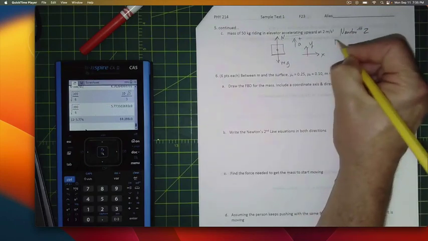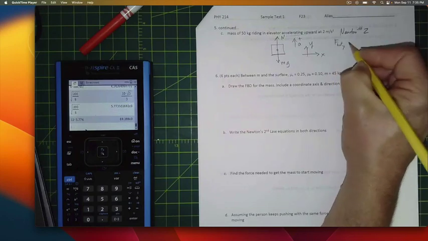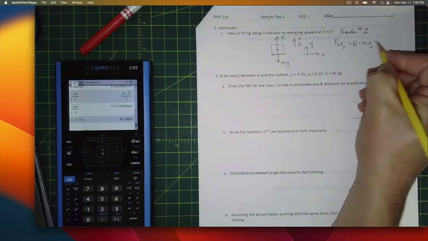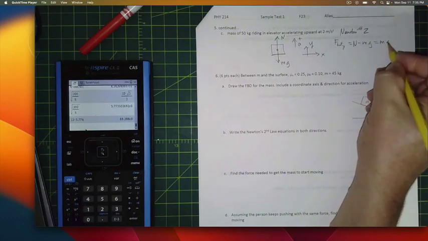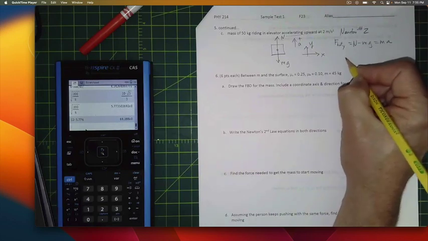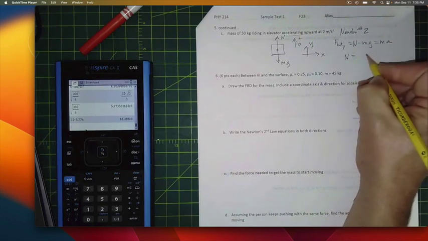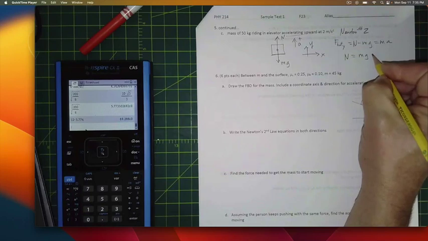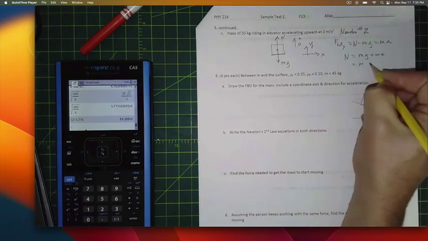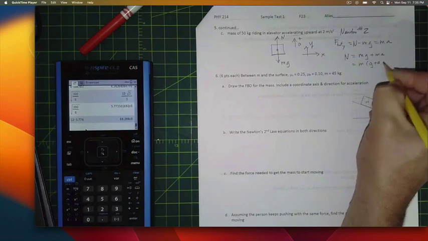So F net in the Y direction is going to be N minus mg, right, and that's going to be equal to ma. And so if you look at it, solve it for N, we would have mg plus ma, or m(g plus a), whatever.